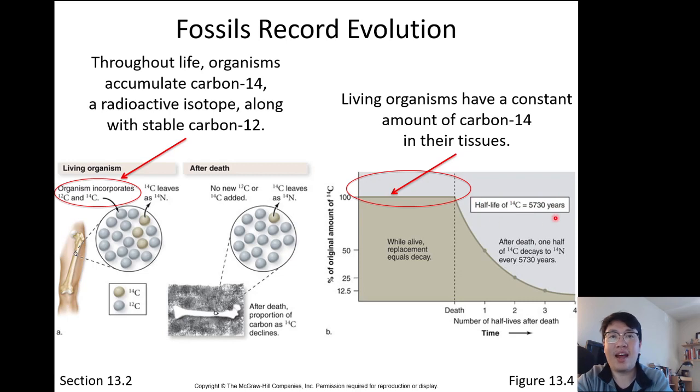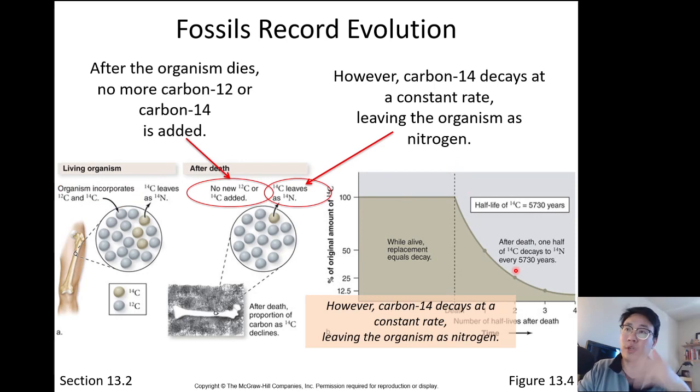So right here, the half-life of carbon-14 is approximately 5,730 years to get rid of half. So if we started out with 10 carbon-14 atoms, in 5,730 years, only 5 will be left in our example. That's how long it takes. And after another 5,730 years, there will only be 2.5 atoms left. It gets cut in half every single time. Again, this is how half-life works. Okay?